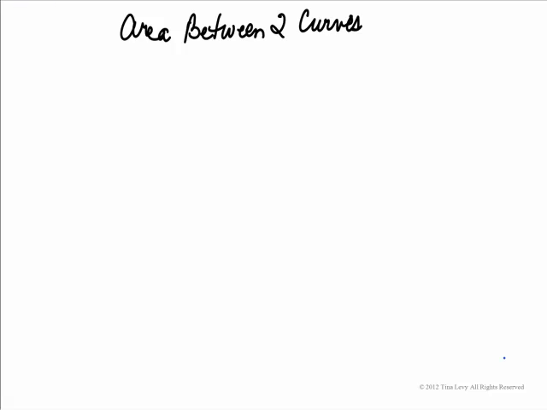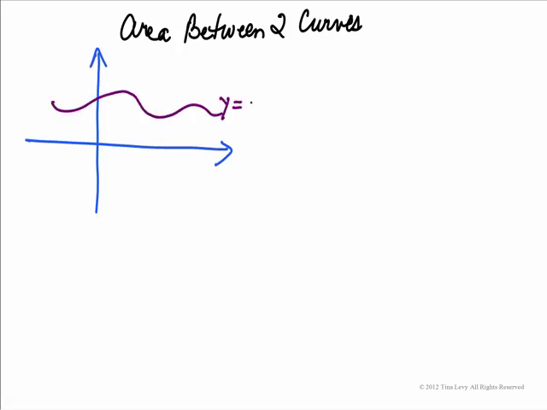All right, so we're going to look at area between two curves. In order to do this, I'm going to review for you what you did in Chapter 5. In Chapter 5, when you were first starting this, you looked at a curve y equals f of x.